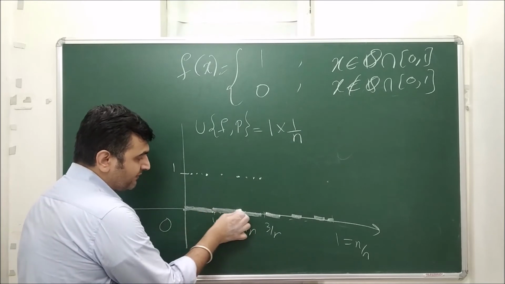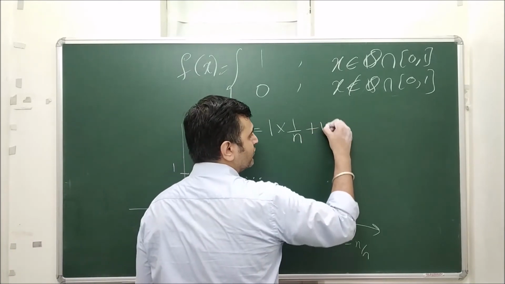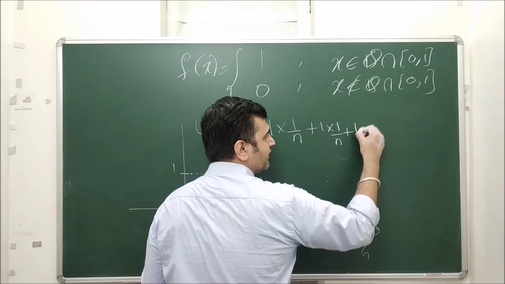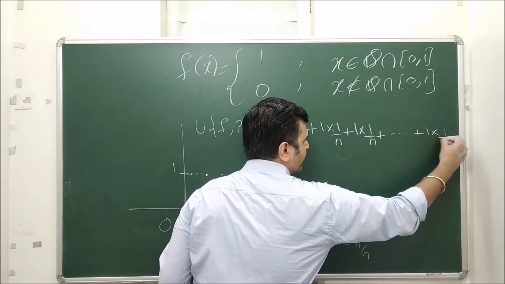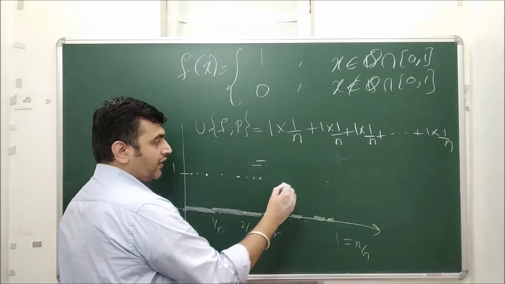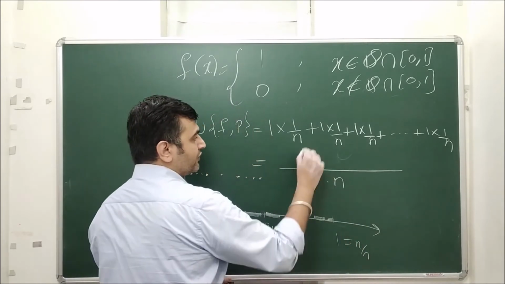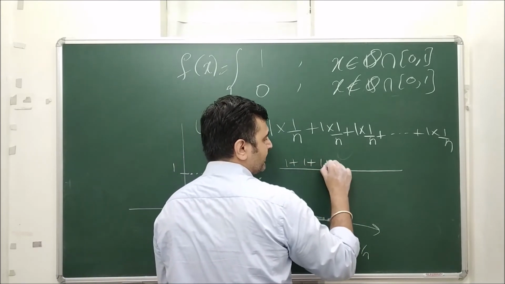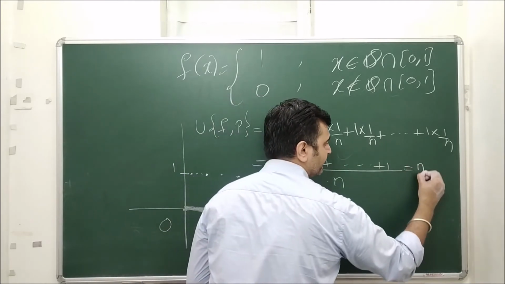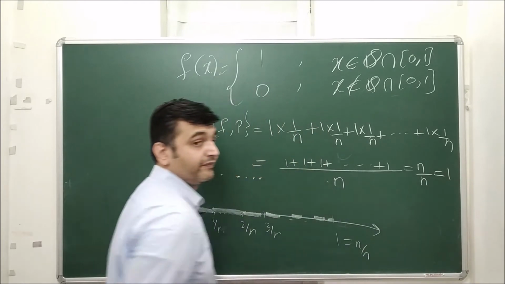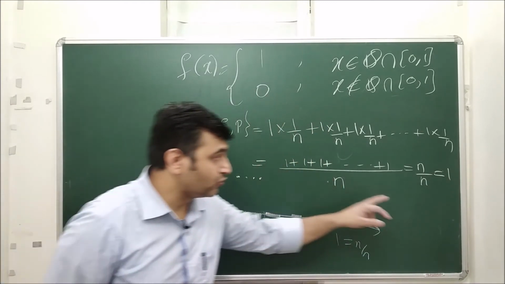Over here, what is the maximum value? 1 into the length of the subinterval. Again, 1 into the length of the subinterval. Denominator is common. What is numerator? 1 plus 1 plus 1 plus 1. How many times? n times. So n upon n, which is 1. So my UFP comes out to be 1.